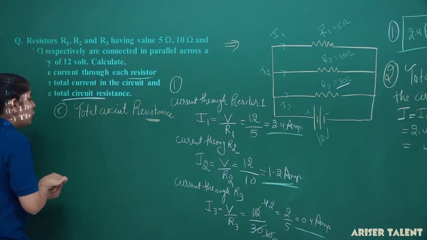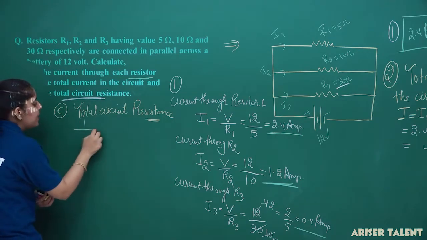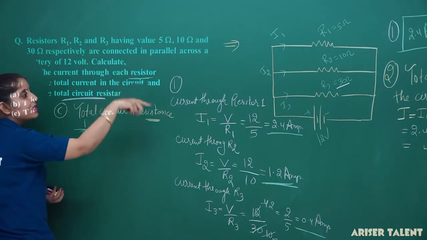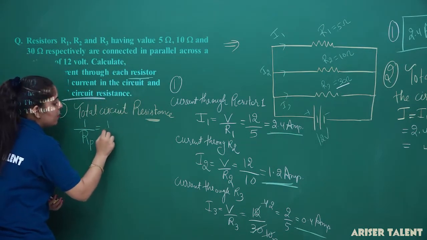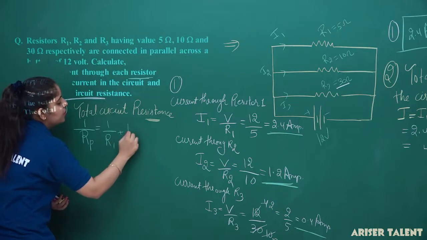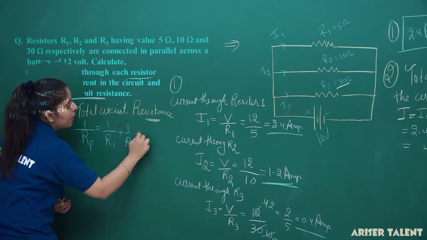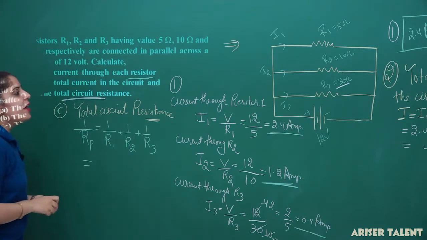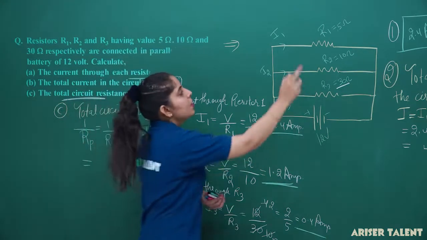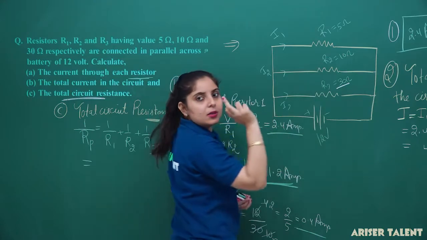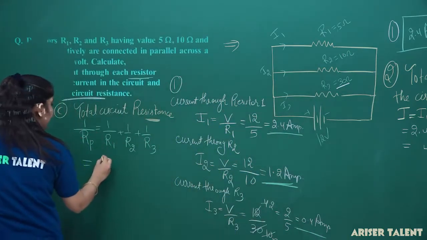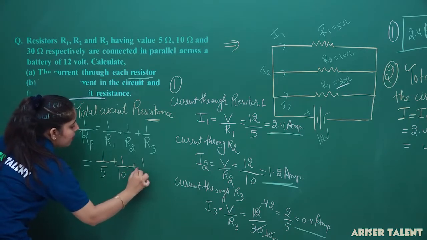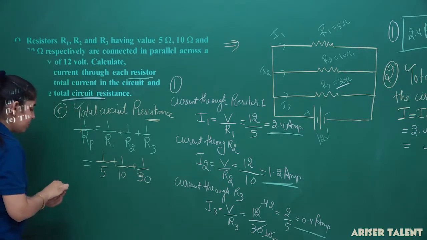And total circuit resistance will be represented as 1 upon Rp. Why Rp? Because these resistances are connected in parallel here. 1 upon Rp equals 1 upon R1 plus 1 upon R2 plus 1 upon R3. Now, what is the value of R1, R2, R3? 5 ohm, 10 ohm and 30 ohm. So, I can write here 1 upon 5, 1 upon 10 plus 1 upon 30.